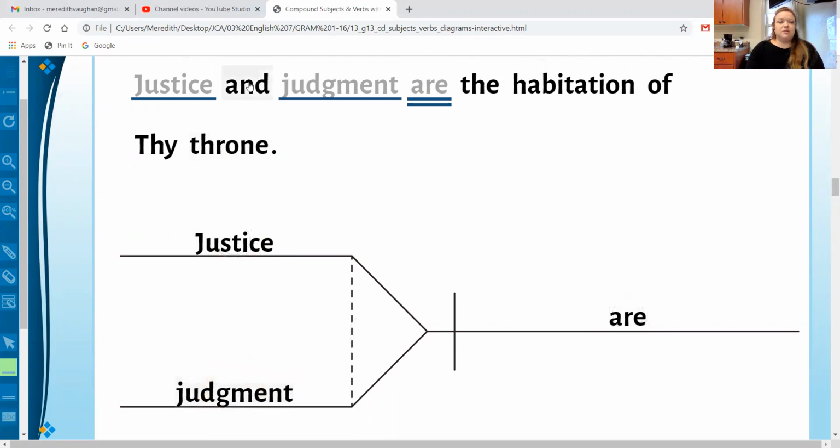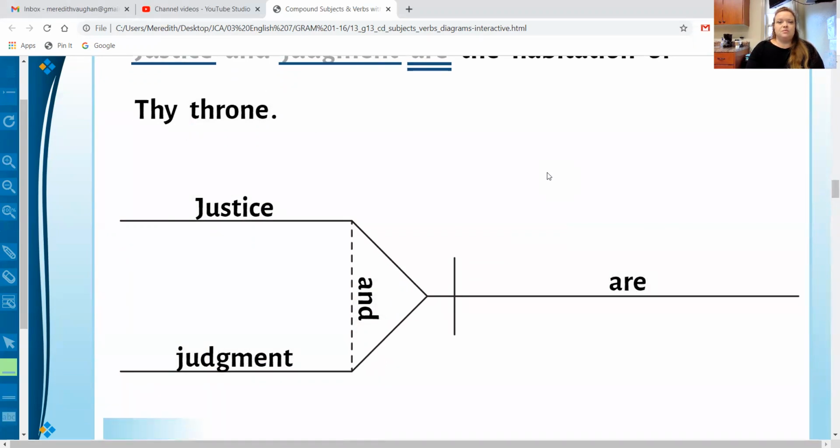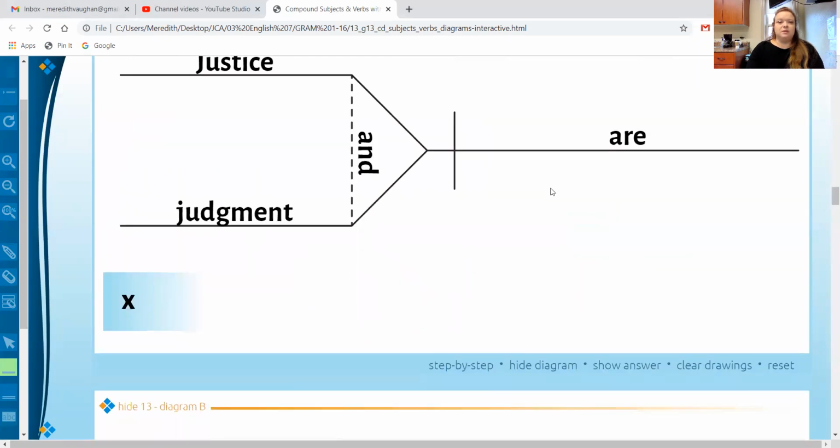And don't forget, when you include those, that you always have to make sure you include your conjunction. So justice and judgment, and then you have your dividing line. So I think we call this the rocket ship. You use a rocket ship for your subject because it's compound, then the dividing line, and then your verb goes afterwards.